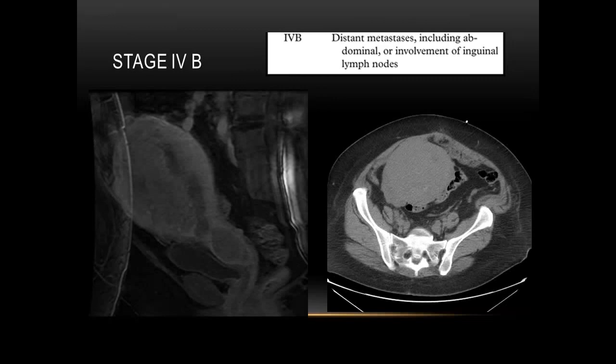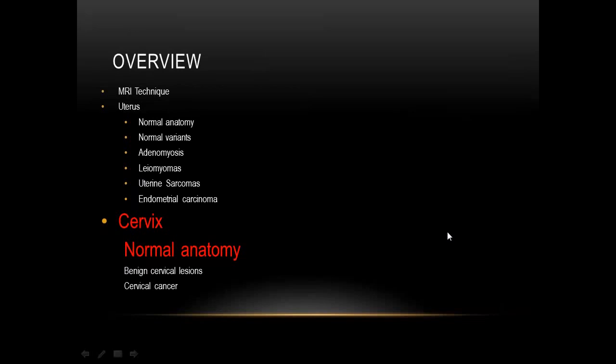And again, this is the portion right here of the sigmoid colon involved. Stage 4B is a severe case of endometrial cancer with distant omental metastasis in this image. So the next thing we're going to talk about is the cervix. We'll start with normal anatomy.